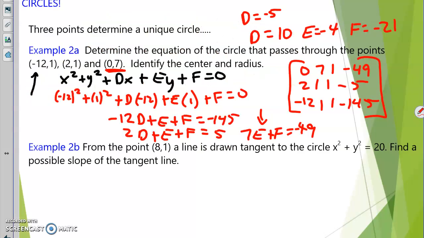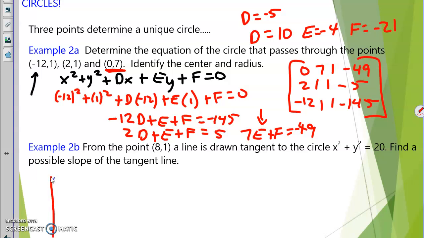All right, let's go back. And we got both of those. So then we're going to find, from a point 8, 1, a line drawn tangent to the circle x squared plus y squared equals 20. We want to find the possible slope of that tangent line.